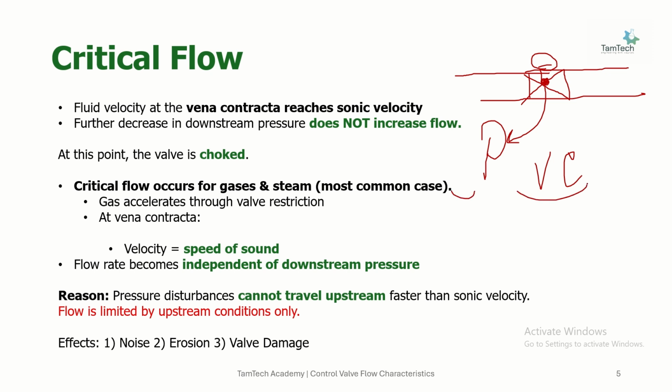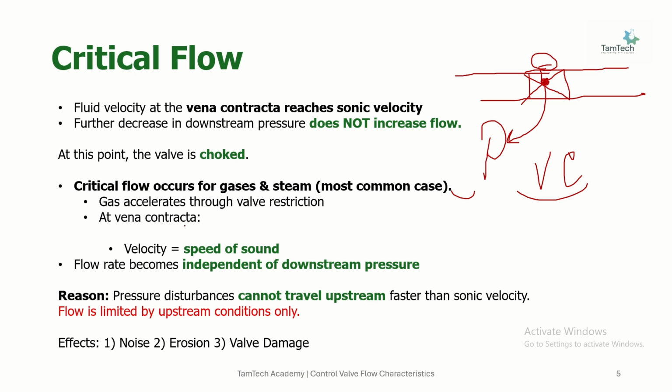So the pressure at the vena contracta determines your type of flow. It's either critical or, in the other case, subcritical. Critical flow happens when your fluid velocity at the vena contracta reaches the sonic velocity, or sound velocity, which we know is the highest one. At this point, further decreasing downstream pressure doesn't increase any flow, and it means that the valve becomes choked. It's in critical position. After this point, nothing more is possible.